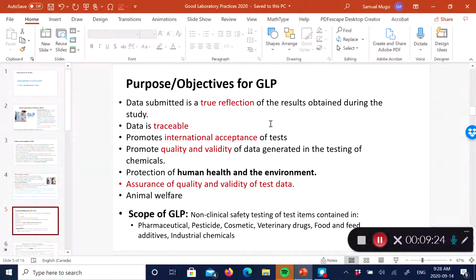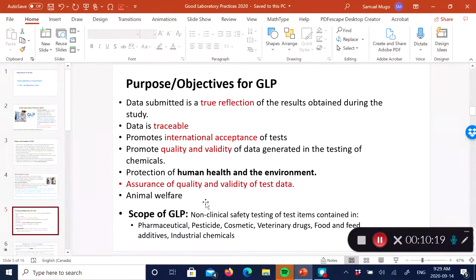Now, the GLP also promotes international acceptance of tests, and that's why any company across the world now has to actually follow the GLP. That way, the data has international acceptance. And of course, in this day and age of globalization, where the products we use here are produced in many different types of countries, international acceptance and verification of data and quality of products is particularly important. The GLP also promotes quality and validity of data that is generated in the testing of chemicals. Now, it also seeks to protect human health and the environment as well as animal welfare.